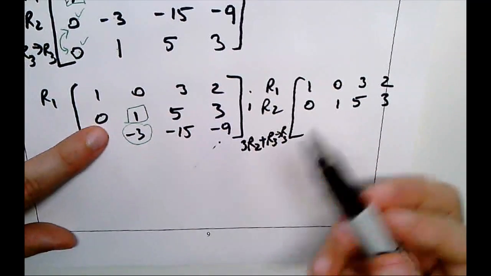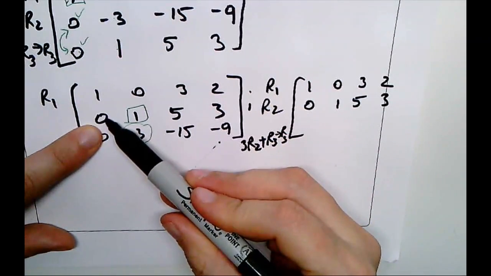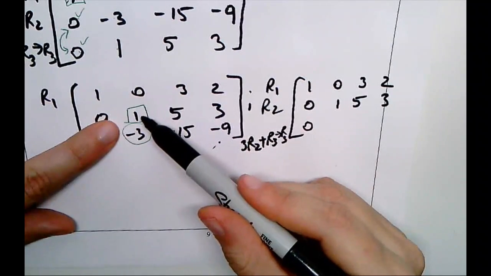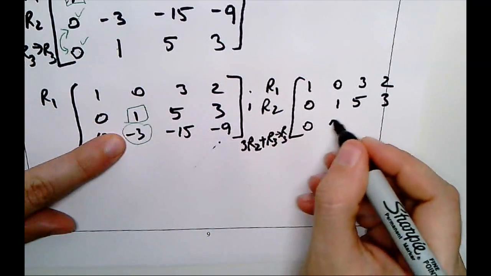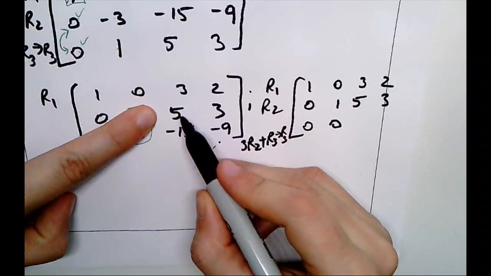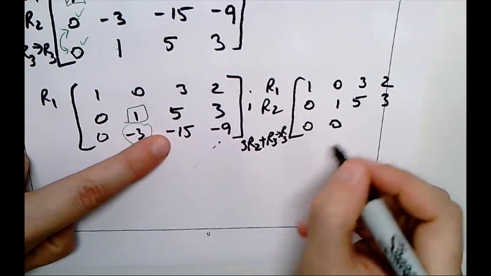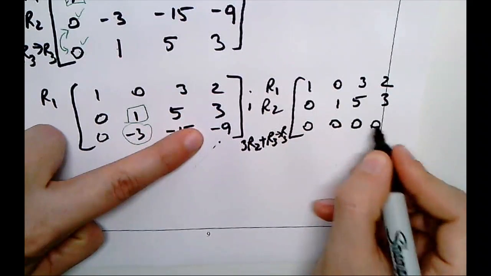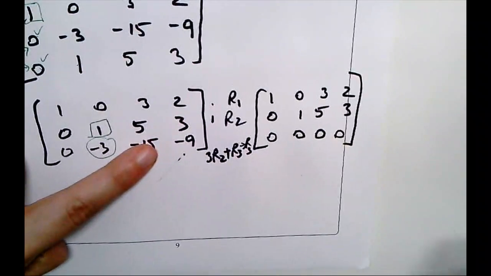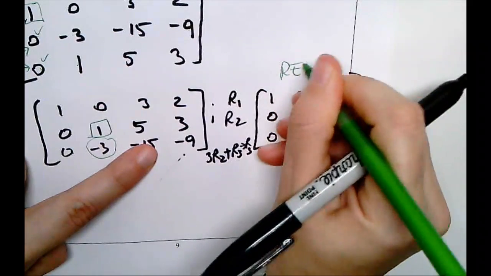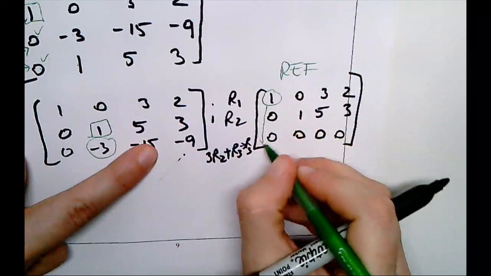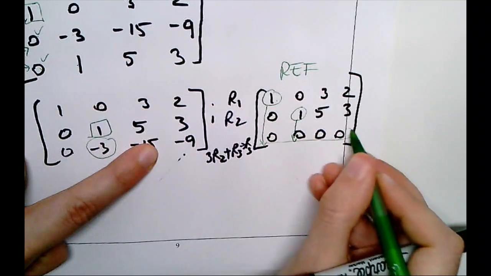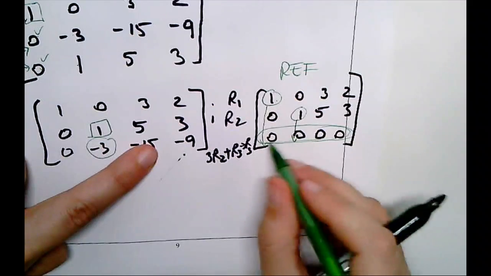So 3 row 2. So 3 times 0 is 0 plus row 3, which is 0. 3 times 1 minus 3, that's a 0. 3 times 5 is 15 minus 15, that's a 0. 3 times 3 is a 9 minus a 9, that's a 0. So this is the row echelon form. This is 1 with zeros below it. This is 1 and it's to the right of it with zeros below it. And then there is no non-zero entry in the last row.